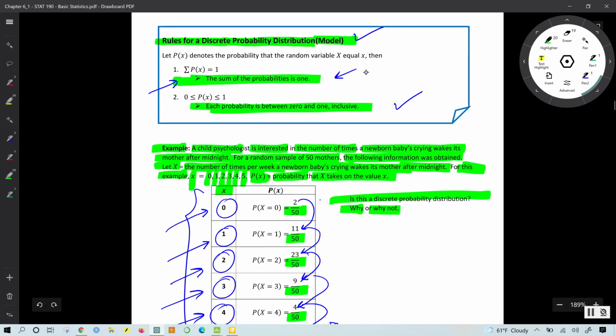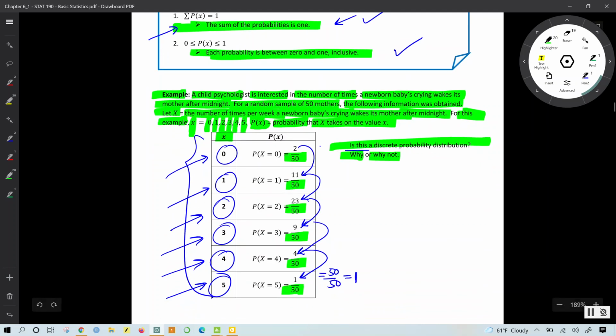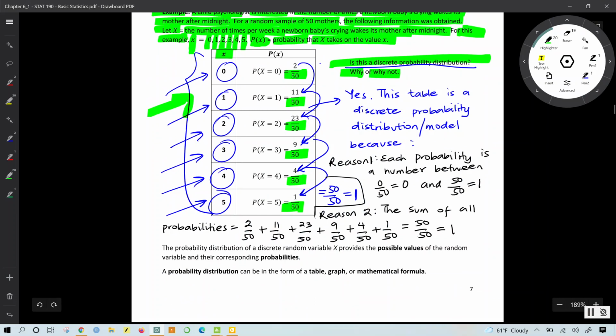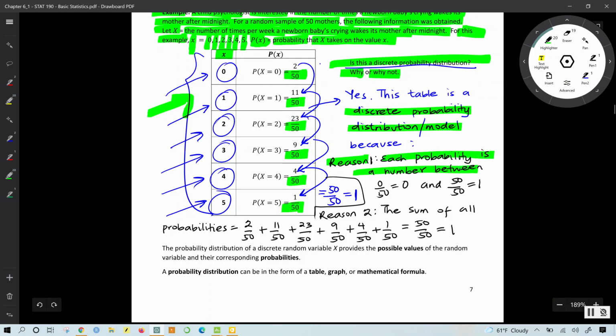In other words, condition 2 checks out. The sum of all the probabilities is equal to 1. Then we can say that yes, this table is a discrete probability distribution. The reasons for which this table constitutes a discrete probability distribution model are given. Reason 1, as we said earlier, is documented here, and reason 2 is also documented in writing here.